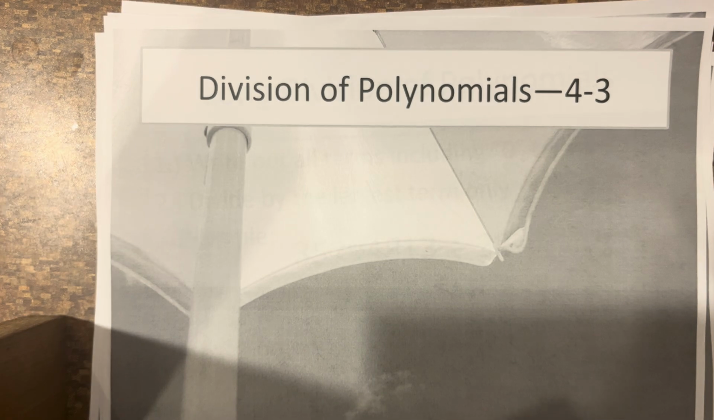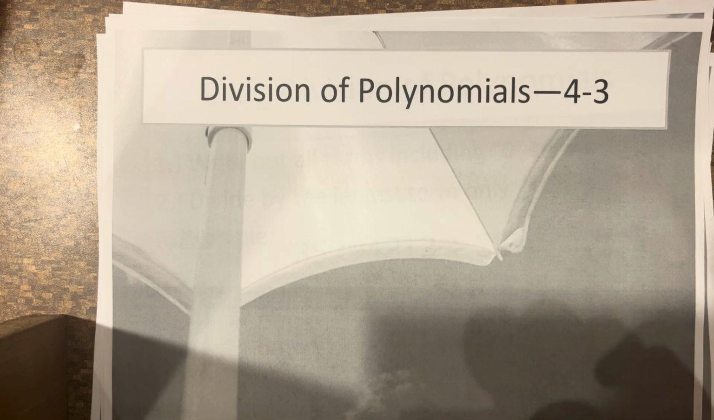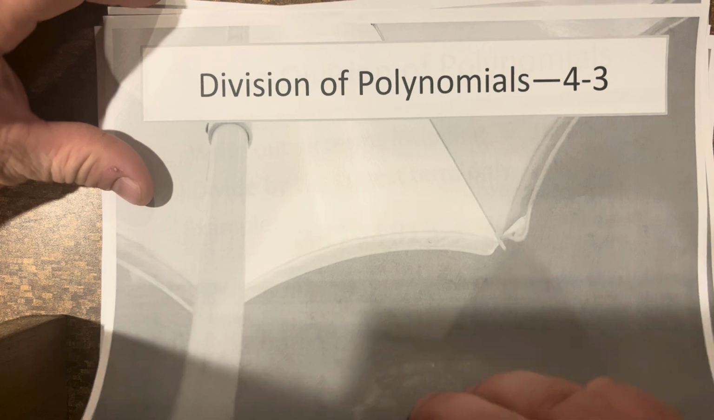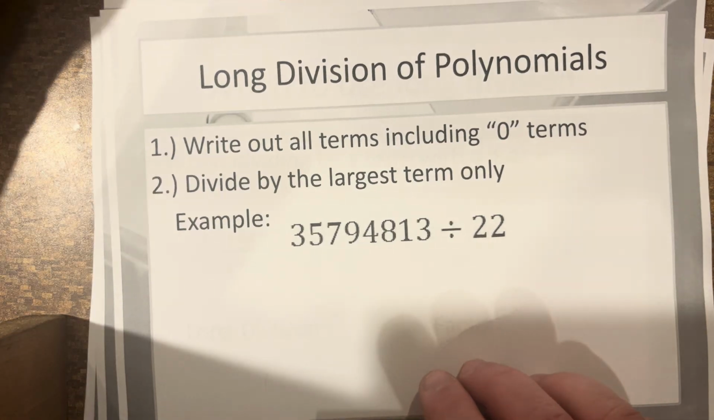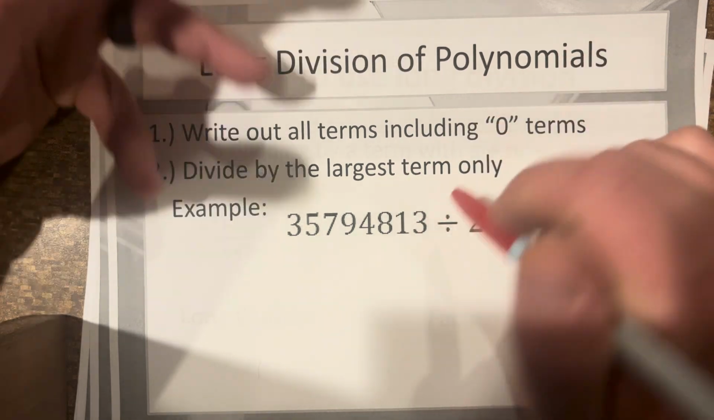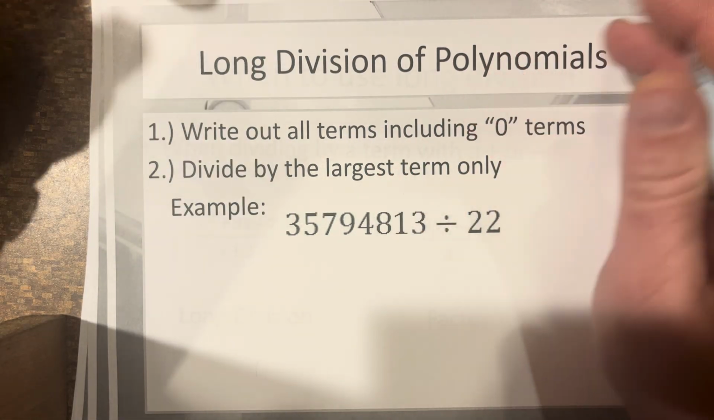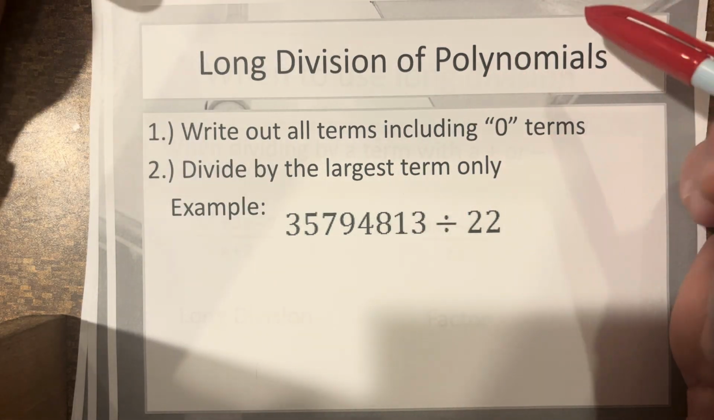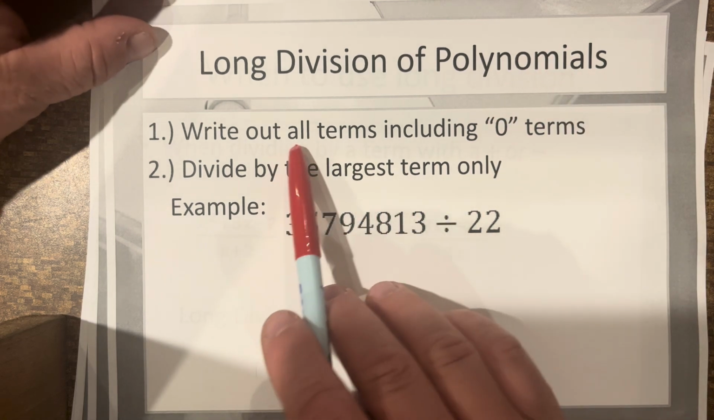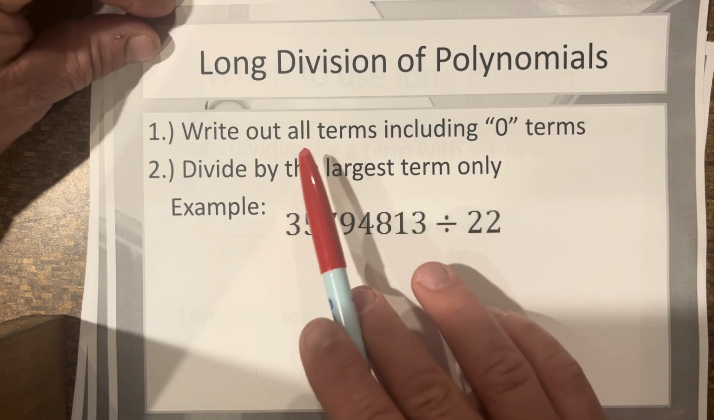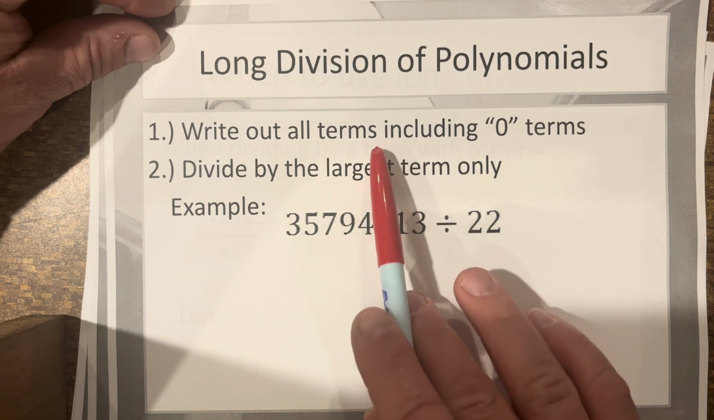Hey everybody, today we're looking at division of polynomials. When we talk about division, it's the opposite of multiplication. Instead of multiplying two things together, we're trying to break something down to get some different pieces. How we're going to do this with expressions is, first of all, we're going to write everything out in standard form, so from biggest to smallest.